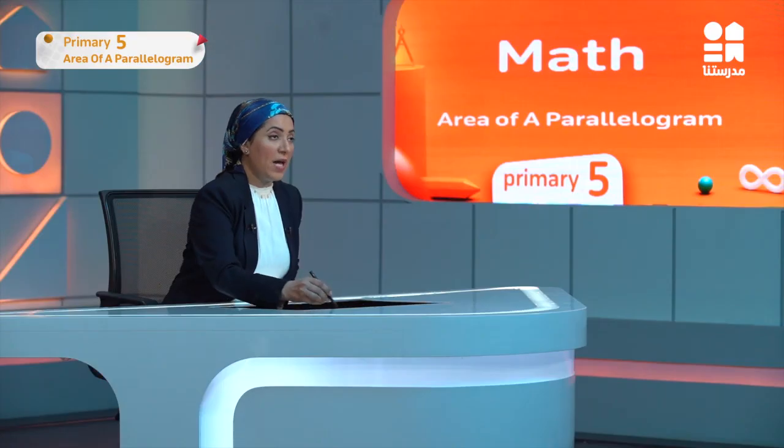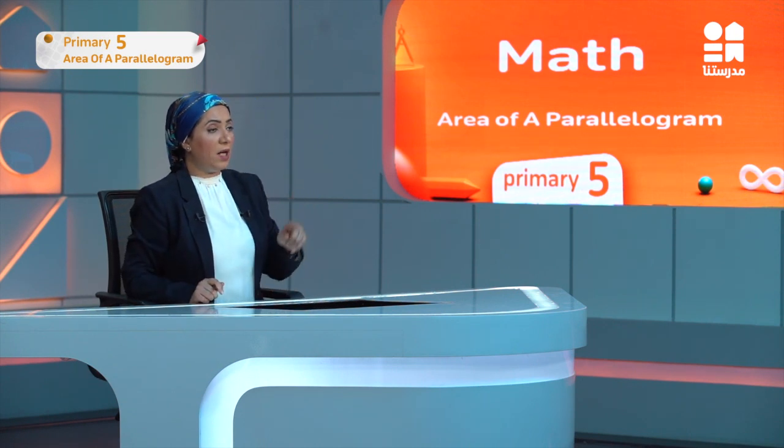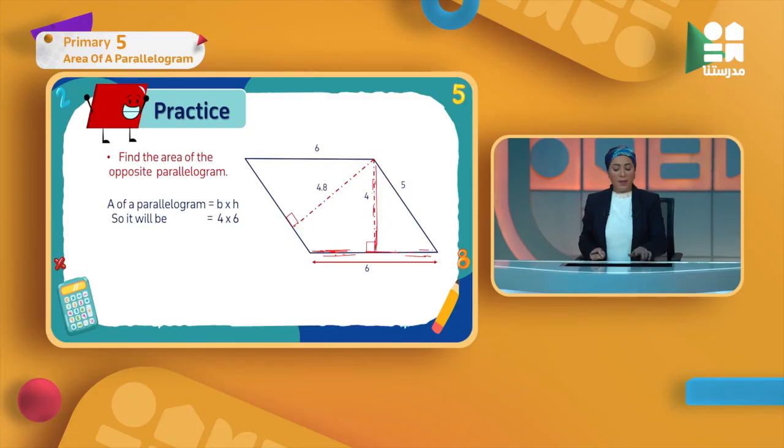Let's see. Here he wants the area of the opposite parallelogram. Area of a parallelogram equals, as we agreed, base times height. I think it's memorized now. So it will be the first one, 4 times 6, because the corresponding base of the height 4 is the 6. So it will be 4 times 6. 4 times 6 is 24 centimeters squared.